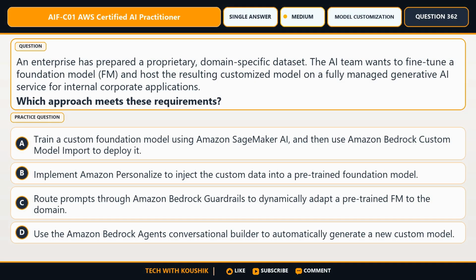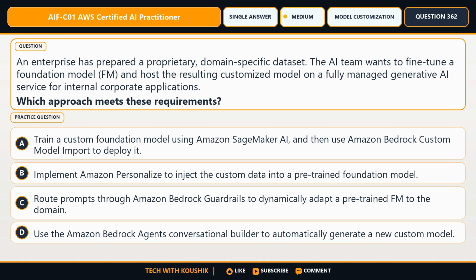Question number 362. Tests careful elimination. We are now working with model customization. Identify the decisive constraint before considering the options. An enterprise has prepared a proprietary, domain-specific dataset. The AI team wants to fine-tune a foundation model, FM, and host the resulting customized model on a fully managed generative AI service for internal corporate applications. Which approach meets these requirements?